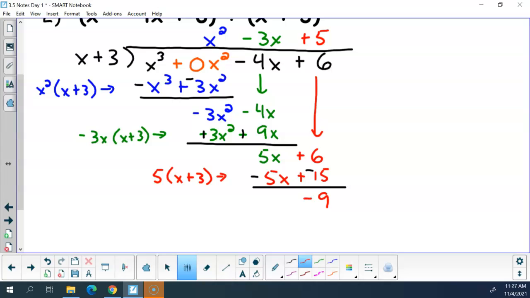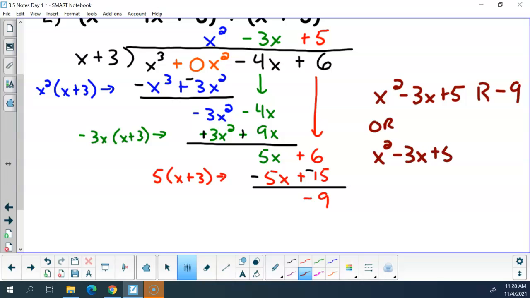X squared. Always the first needs to eliminate the first. What times x gets me x cubed? X squared. So our answer here is x squared minus 3x plus 5 with a remainder of negative 9, or x squared minus 3x plus 5 plus negative 9 over x plus 3.